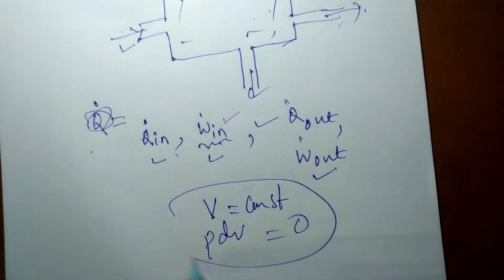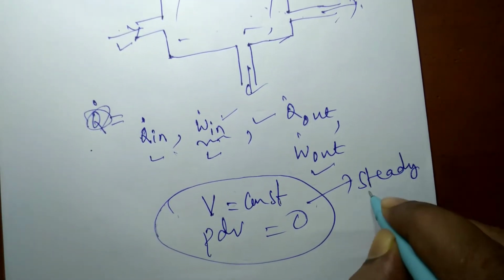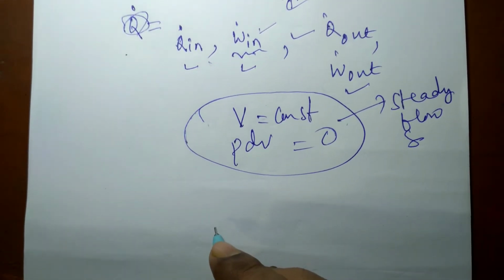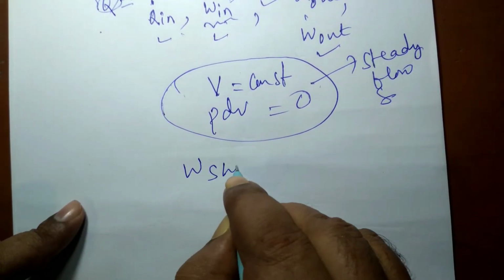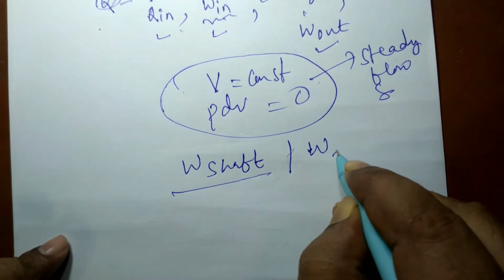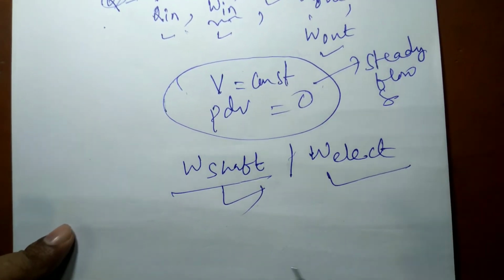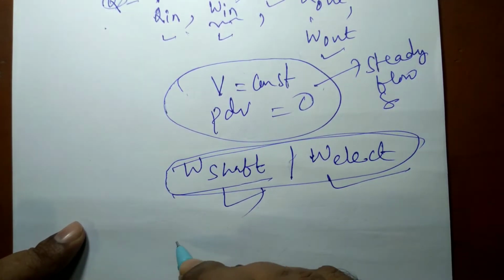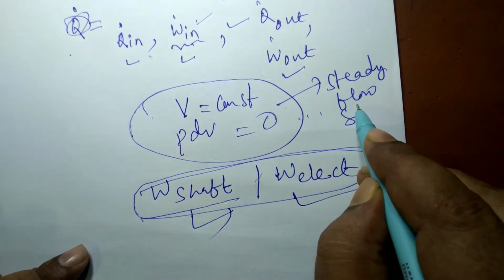In case of steady flow system, there cannot be any boundary work. So the only work that is present in a steady flow system is shaft work and electrical work. Shaft work is external work and electrical work is also external work. Only these kinds of work can be present in steady flow devices. No boundary work is present in steady flow devices.